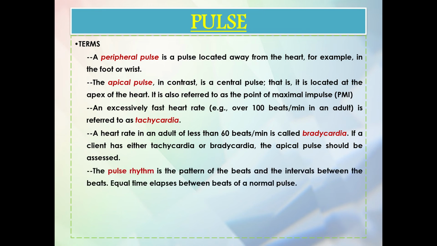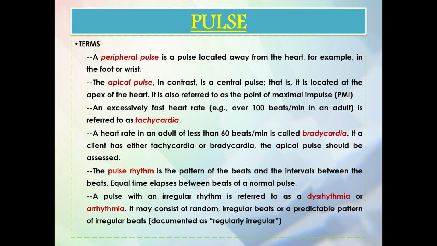So the pulse rhythm is a pattern of the beats and the intervals between the beats. So equal time elapses between beats of a normal pulse. So that is the pulse rhythm. And then a pulse with an irregular rhythm is referred to as dysrhythmia or arrhythmia. So ito yung mga abnormal in terms of the rhythm of the pulse rate or the heart rate.